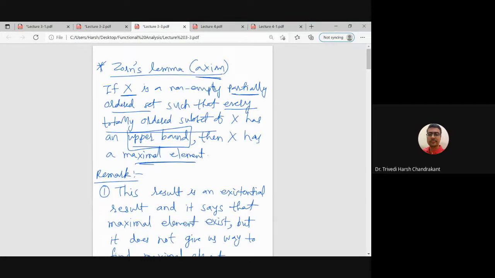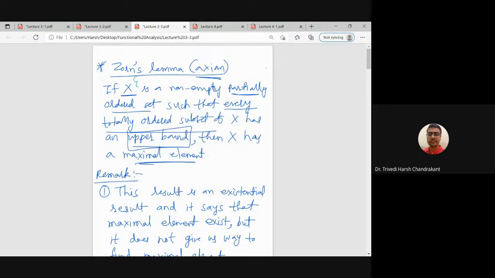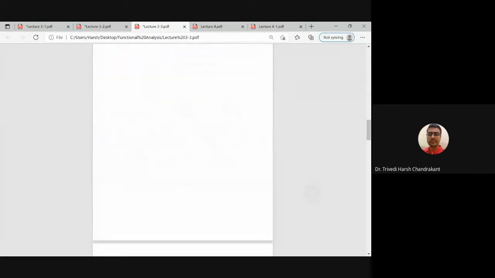So if we apply Zorn's lemma, then basically instead of X in this result, we have E, and the totally ordered subset which we are considering is F, right? F of E. Then every totally ordered subset F of E has an upper bound, which we have verified. So finally what we get is E has a maximal element, right? So that we are getting from the proposition. So let us write that down.